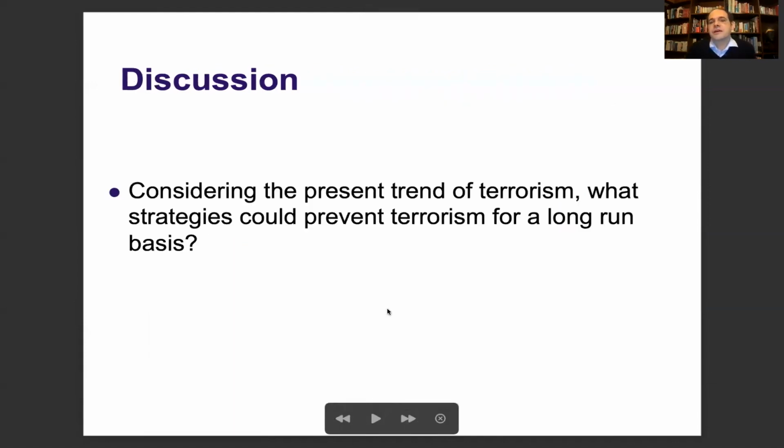The question I would like you to think about at this moment a little bit by yourself: I would ask you to make a break here and reflect on this question. Considering the present trend towards terrorism, that we have an increased level of terrorism, what strategies could prevent terrorism on a long run basis? What are useful and necessary mechanisms to reduce terrorism?